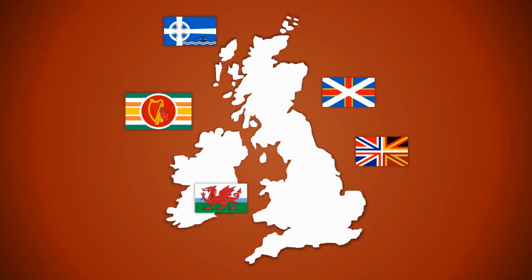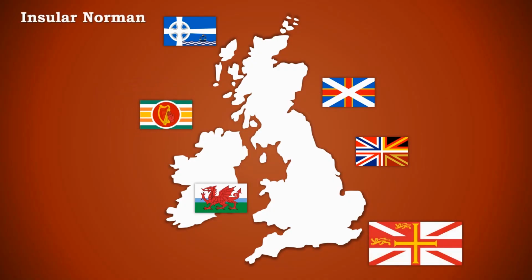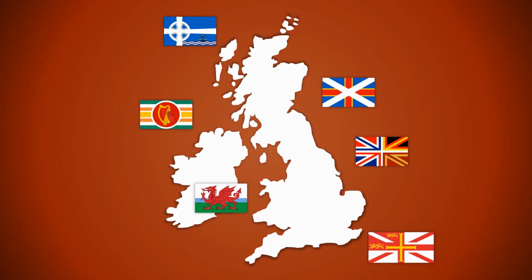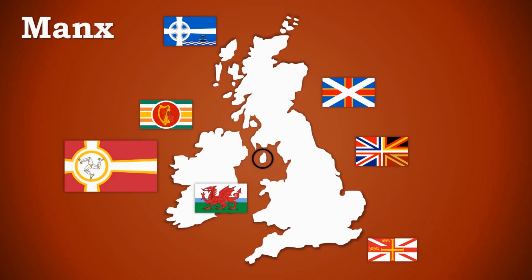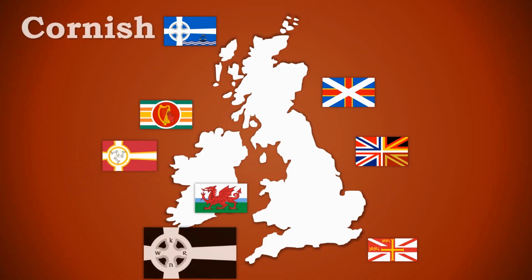For Insular Norman, it's a collective flag that represents both the Channel Islands and its connection to Normandy and the Norman language, of which it is a collection of dialects. Manx again looks to a Celtic cross and has the triskelion legs that are found on the Isle of Man and says something about its rebirth after dying out. And Cornish again has a similar cross design with the letters KRNW to show its connection to Kernow or Cornwall in the Cornish language.